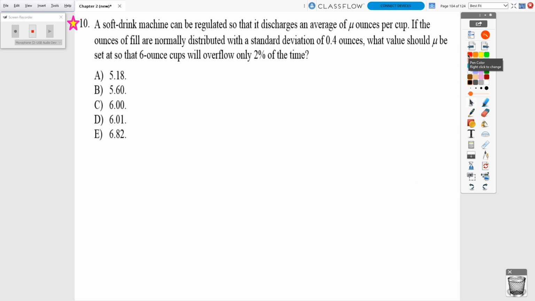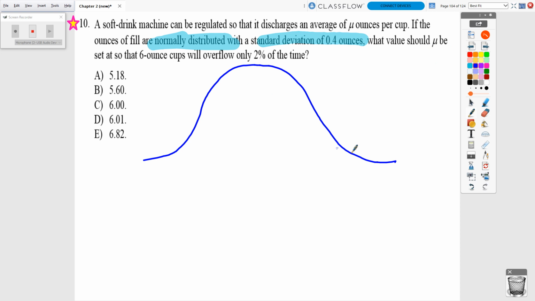All right, the final one here. A soft drink machine can be regulated so that it discharges an average of mu ounces per cup. If the ounces of fill are normally distributed, so we know we have a normal distribution, with a standard deviation of 0.4 ounces, what value should mu, the mean, be set at so that 6-ounce cups will only overflow 2% of the time? So we know we're dealing with a normal distribution, but we don't know what the mean is, right? But we want 6-ounce cups to overflow only 2% of the time.